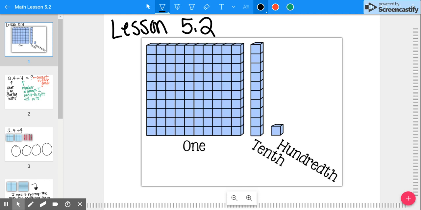This lesson is from Chapter 5, Lesson 2. We're going to talk about dividing decimals by whole numbers. So how can we divide a decimal by a whole number using pictures and base 10 models?